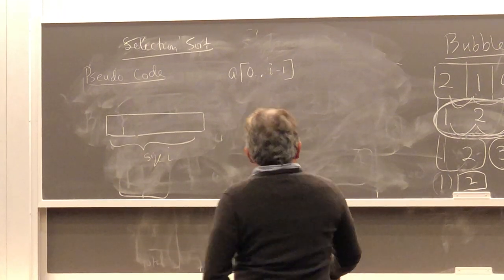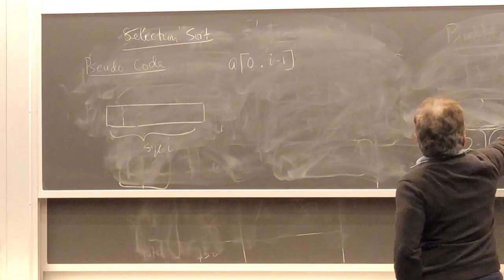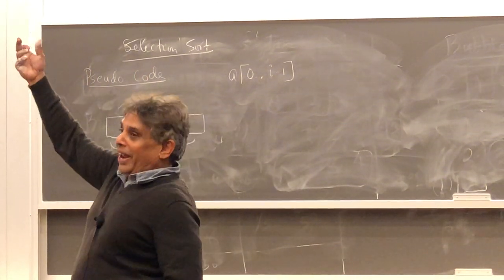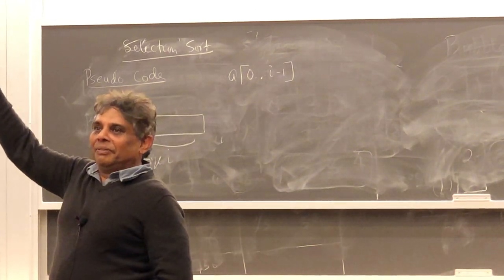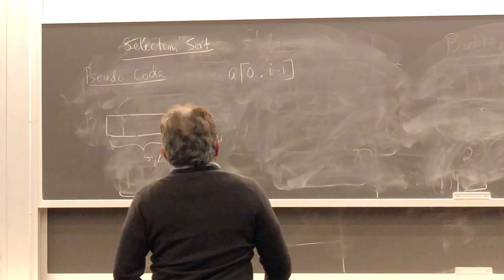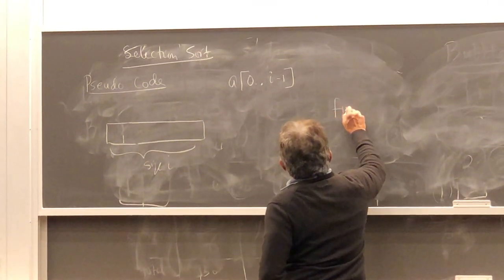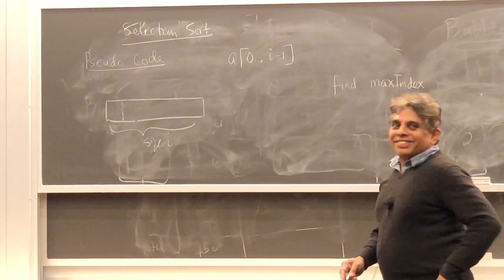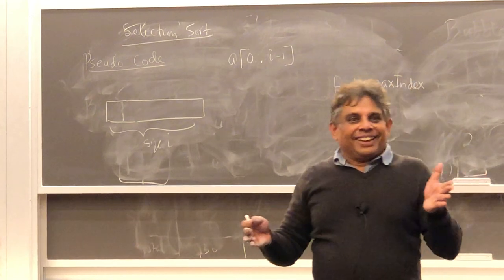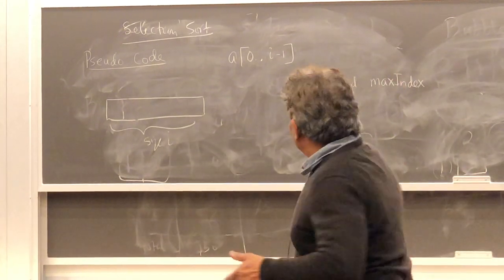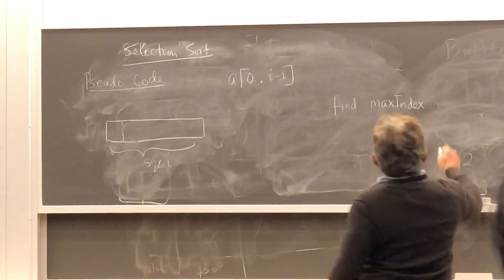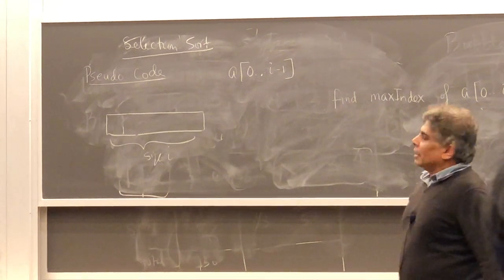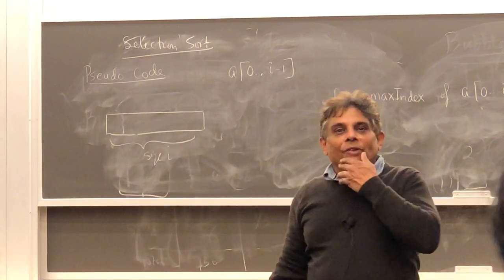Okay, so the way the pseudocode is going to work is like this. You notice that every stage you have some size array, right? And you find the max, right? So my algorithm steps are like this. Find max. In fact, you don't want to just find max, you want to find the max index. Max index is where's the max, because I have to swap it. Right, just by knowing the max is not good enough. Okay? Find max index of 0 to I minus 1. Okay, so find the max index.